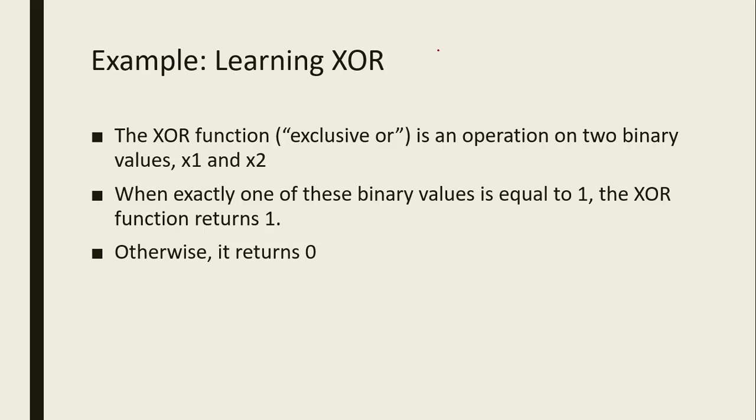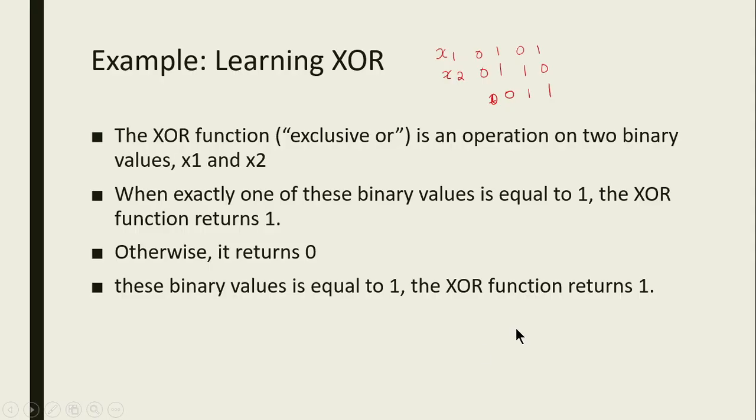Suppose it is a two-valued function. If we consider two values x1 and x2, if both x1 and x2 are 0, the output should be 0, and when both values are 1, then also the output should be 0. And when one of the inputs is 1, the output should be 1. That is how the XOR function works.